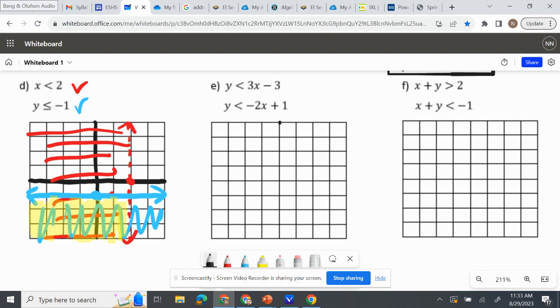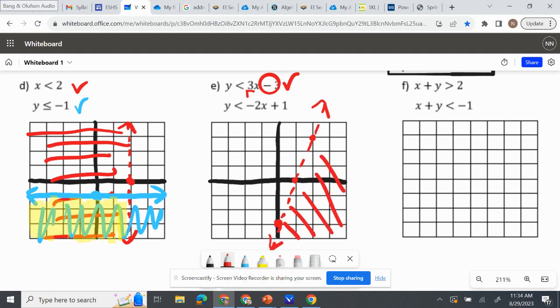For the next one, I'm going to do the same thing. What I'm going to do is I'm going to start with my first inequality, and that's -3. My slope is 3, which is 3 over 1. So I go up 3 to the right 1, up 3 to the right 1. It's going to be a dashed line. And less than means that I shade below.